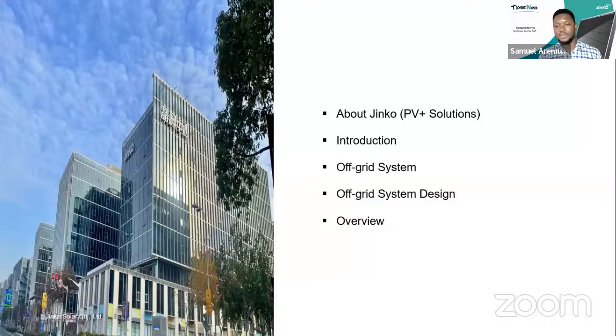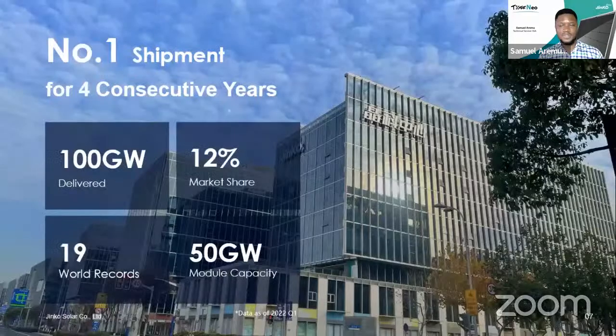First, to introduce JinkoSolar to people who don't really know about JinkoSolar. Then we'll look into off-grid systems, then design, and also an overview of the system. JinkoSolar is a leading global manufacturer, and we've been leading shipments for the past 4 years. We are the first solar company in the world to deliver over 100 gigawatts of modules, and also have a global market share of 12%, which is the first in the world. We also have an annual module capacity of 50 gigawatts.